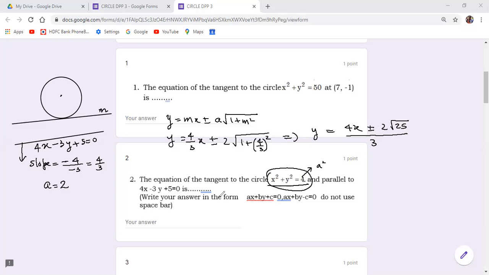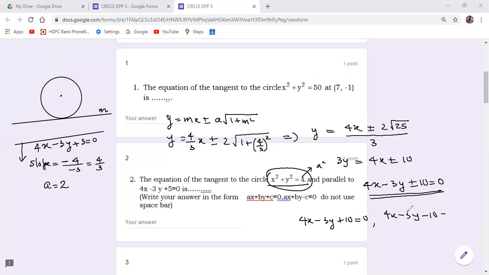Everybody agree with the 5 upon 3? Yes, sir. When you cross multiply, 3y equal to 4x plus or minus 10. Now make it one side, 4x, always keep x positive: 4x minus 3y plus or minus 10 equal to 0. These are the two equations. And I asked you to write it in this format, 4x minus 3y plus 10 equal to 0, comma, 4x minus 3y minus 10 equal to 0, without any space, not to use space bar. Okay. So I hope you have written in this manner.